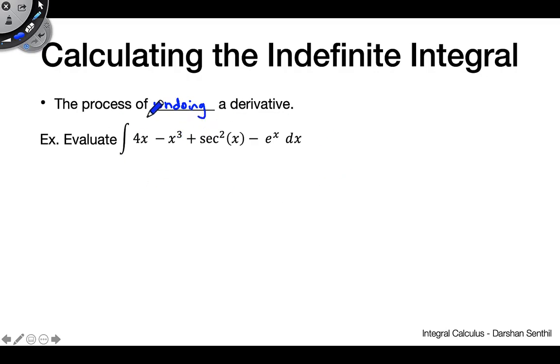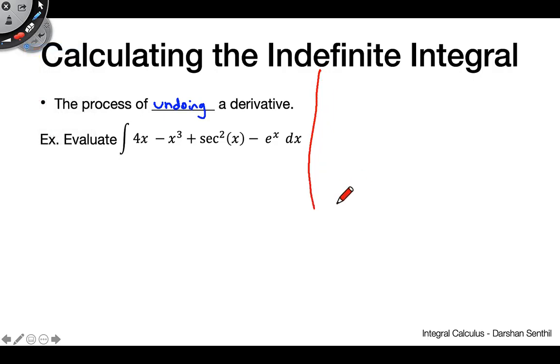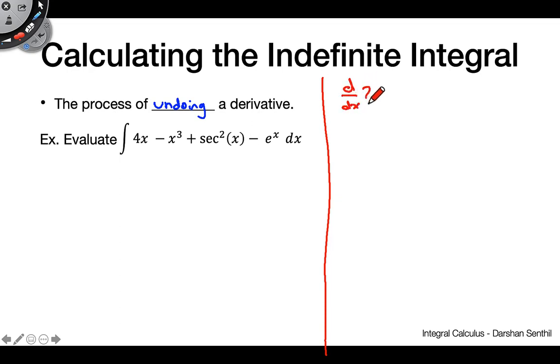All right, so let's try this out. We want to find the antiderivative or indefinite integral of this giant function here. Let's look at this piece by piece and see if we can find the antiderivative for each term. Fundamentally, let's make sure we understand what we're doing. We are asking ourselves: the derivative of what function is equal to 4x? We're looking at the first term. The derivative of what function will give us 4x?